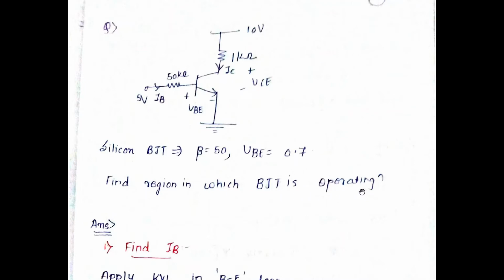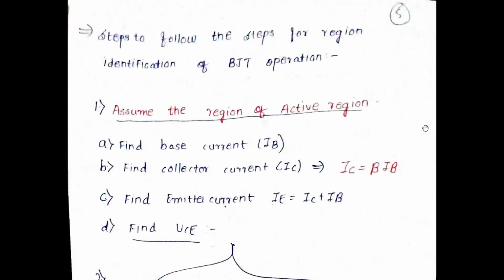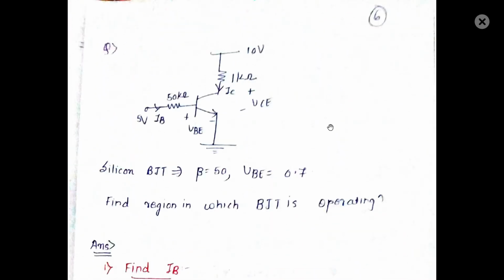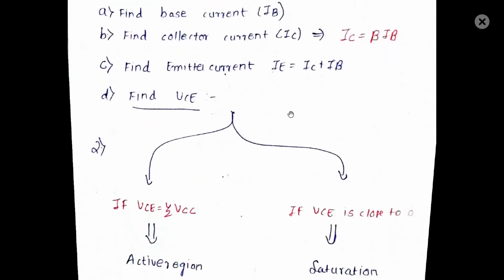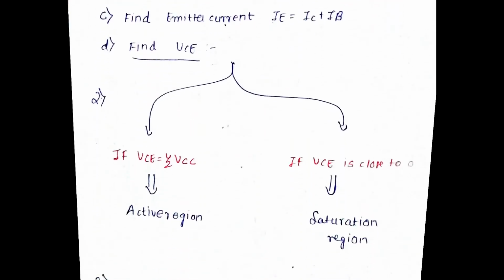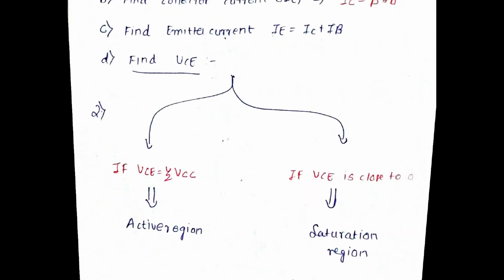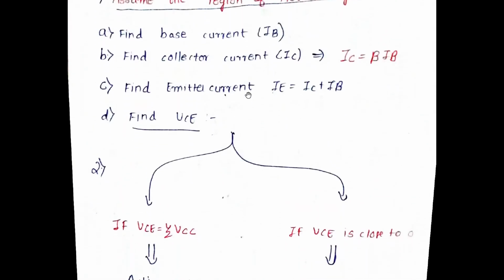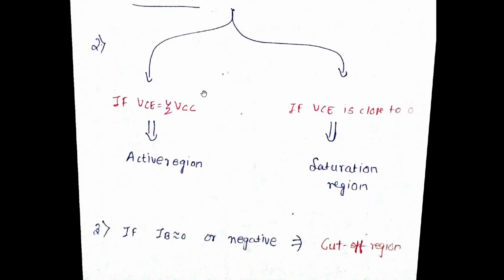So what did I tell you? Always assume that the region in which the BJT operates is the active region and find out the value of VCE, and depending upon the value of VCE, you can find out what region it operates in. It is not necessary that if you take this to be the active region, the VCE will turn out to be half of VCC only.